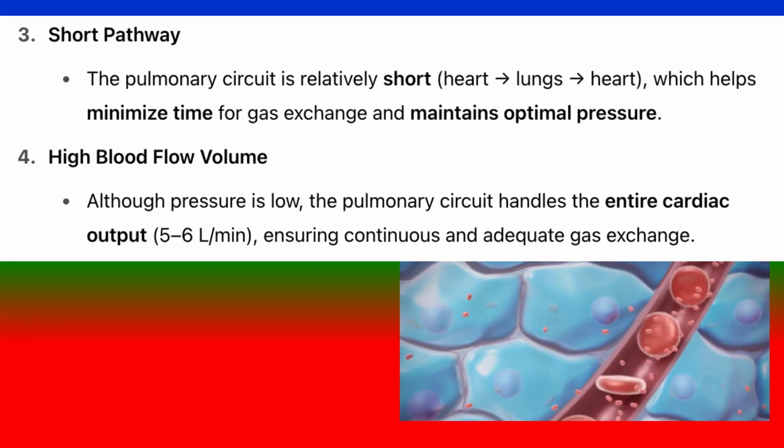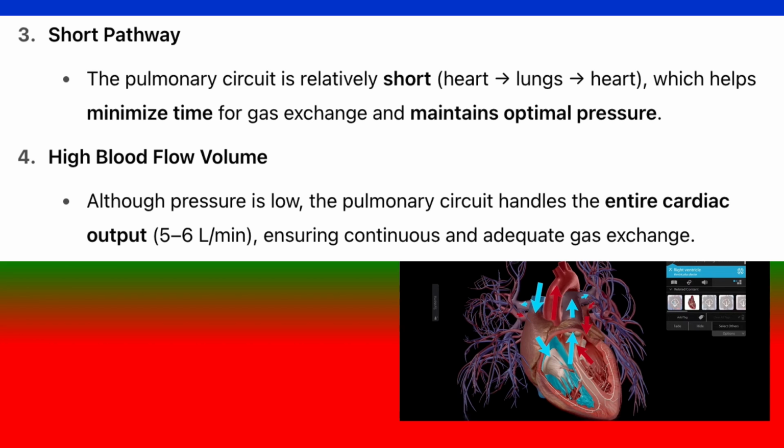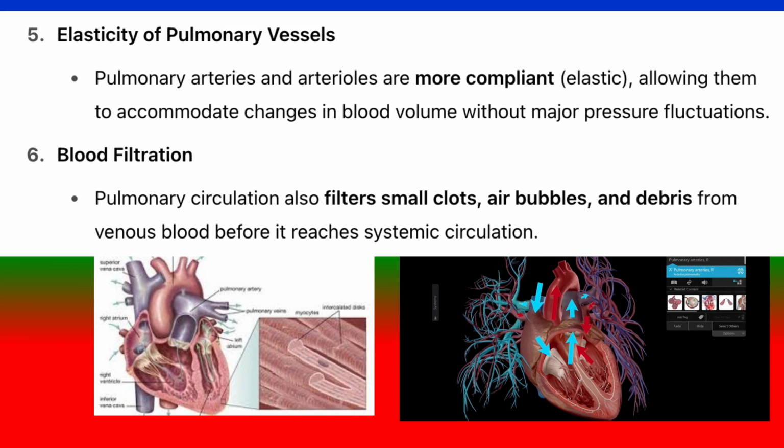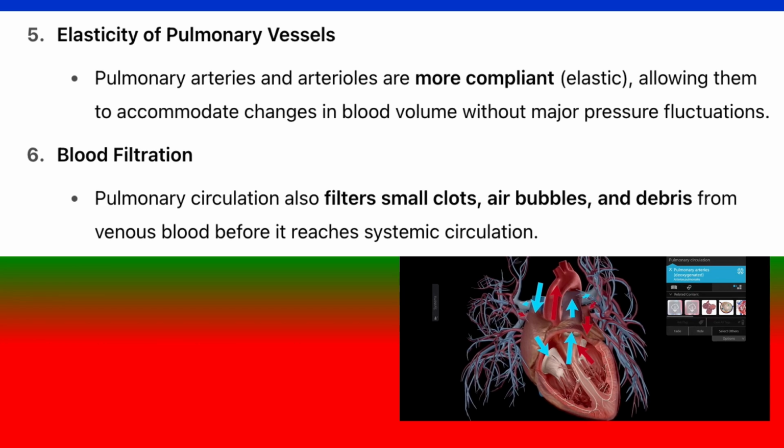4. High blood flow volume. Although pressure is low, the pulmonary circuit handles the entire cardiac output, 5 to 6 L/min, ensuring continuous and adequate gas exchange. 5. Elasticity of pulmonary vessels. Pulmonary arteries and arterioles are more compliant, elastic, allowing them to accommodate changes in blood volume without major pressure fluctuations.